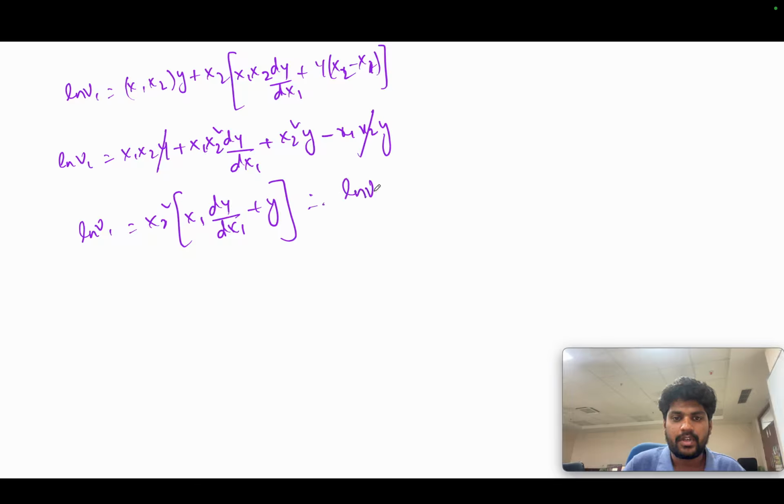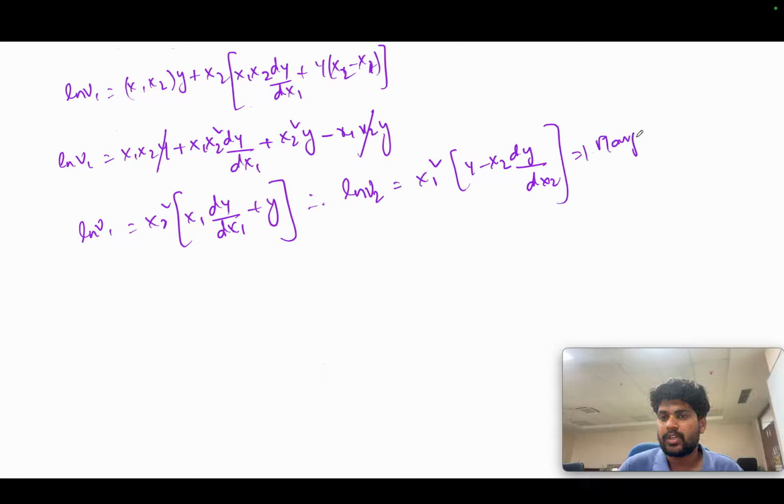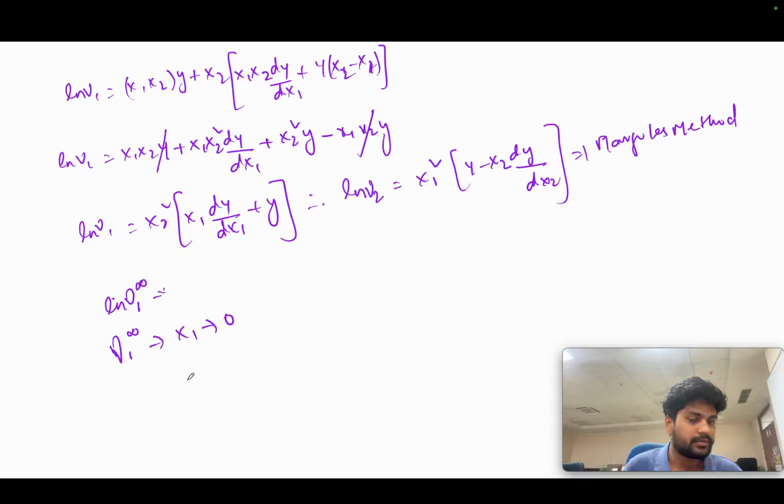In the same way, if I do it for ln y2, you will get the equation of x1 square of y minus x2 divided by dx2. This is nothing but the Margules method. So suppose I am going through ln of y1 to infinity, it means y1 to infinity means x1 to 0. So if I go x1 to 0, then we have ln of.